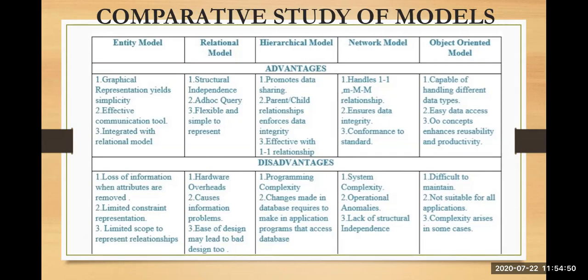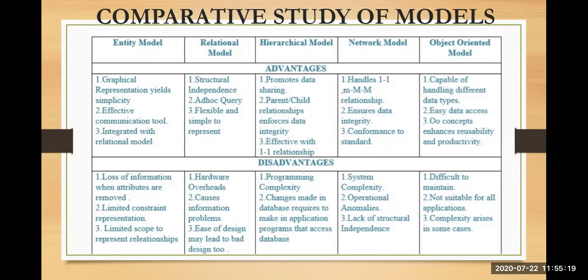Second, limited constraint representation. Here you cannot describe more constraints, like the constraints which you have studied, primary key, foreign key. So here you can represent just one constraint only, like primary key, and a few constraints. There is not much options here. Third, limited scope to represent relationships. So your relationships can be represented only in 4 forms. It is one-to-one, one-to-many, many-to-one, and many-to-many. So there is a limited scope of representing the relationship.